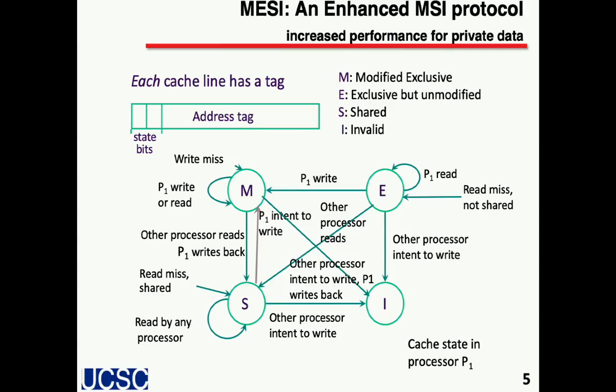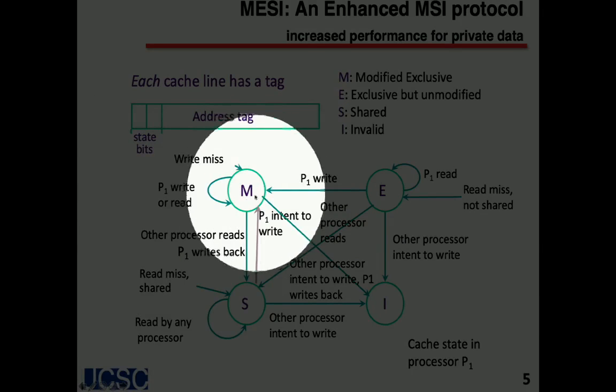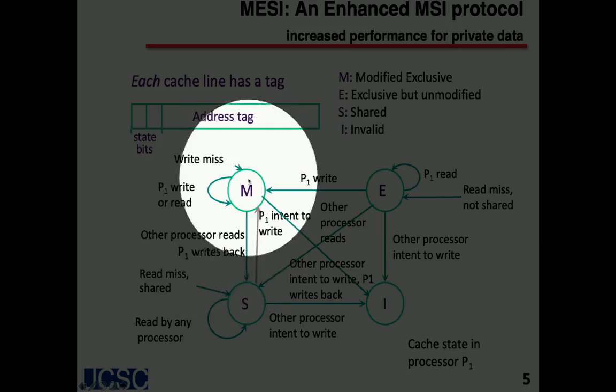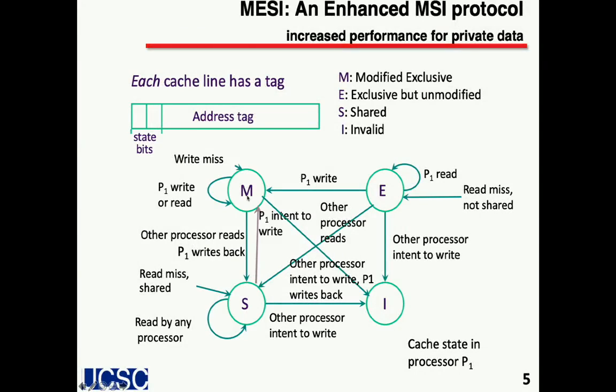OK, so if we were in the M state and we receive someone else asking for a read, another processor reads, we have to write it back to memory, but then we're going to go to shared, right? So we're going to see that going by. We're going to go to shared, but we're also going to write back the data.